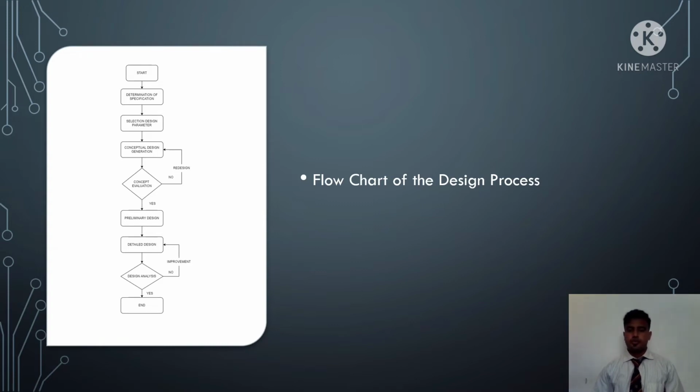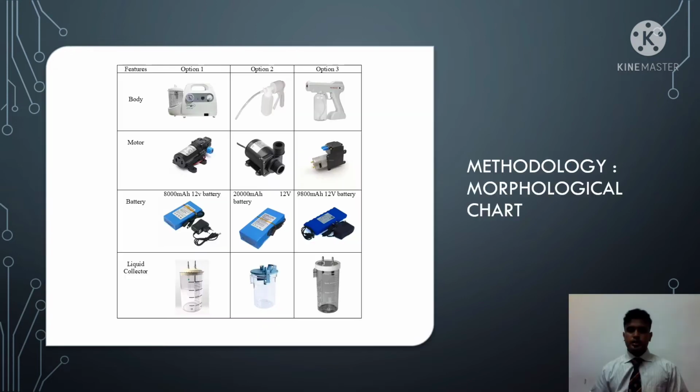First, we move to the determination of the specification of the product, and second, selection of design parameters. Next, we move to conceptual design generation. Next, to concept evaluation. If the concept evaluation is no, we will redesign and move back to conceptual design generation. And if it is yes, we move to the preliminary design. Next, we move to the detailed design, and lastly, to the design analysis. Next, we move to the morphological chart.